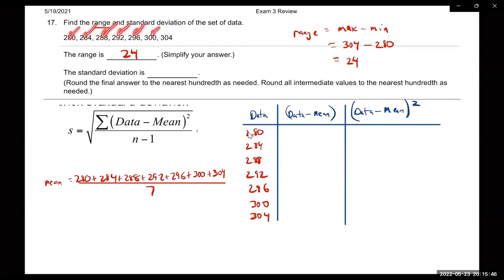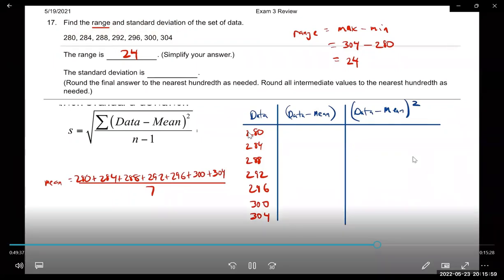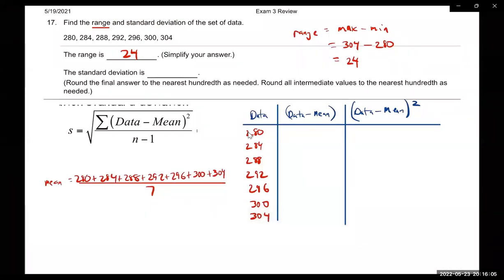One, two, three, four, five, six, seven. Okay, so let's see what the mean is first. I got, I hope it's right, 297. Let's see, I'm getting... But when we added up, it was 2,004 divided by 7, 292. Yeah, that's what I'm getting. All right, good. Looks like we both got the same thing. Hopefully the rest of you got the same number.